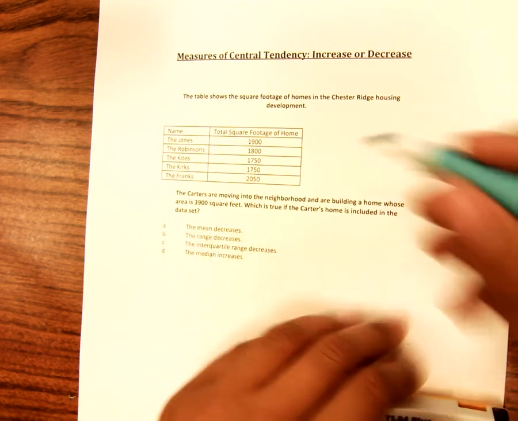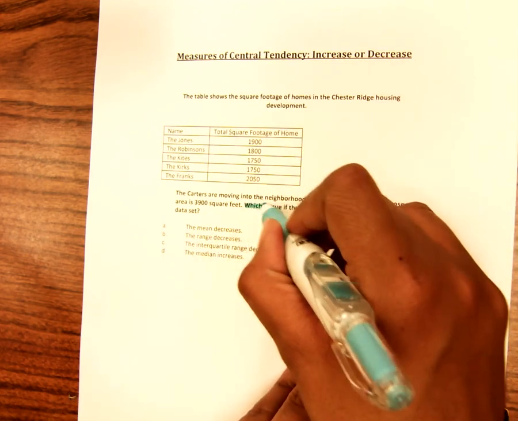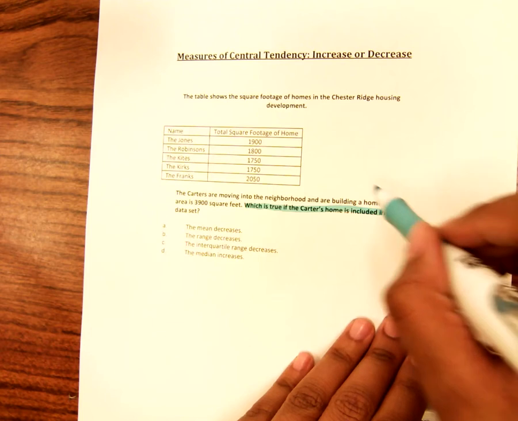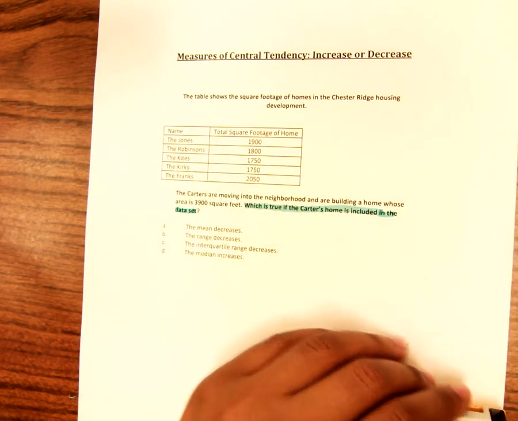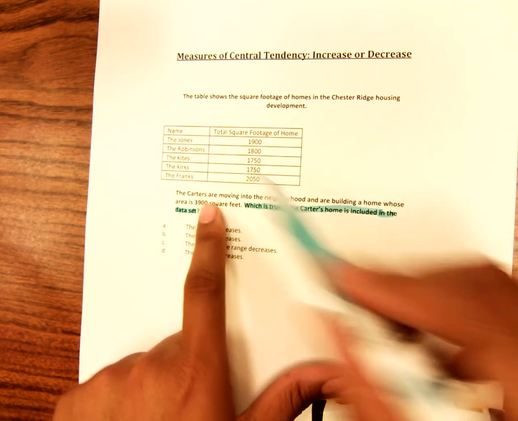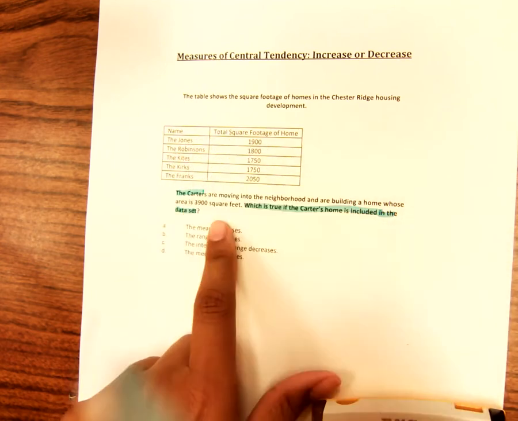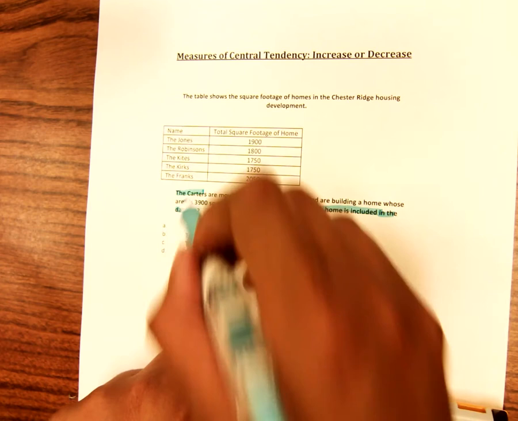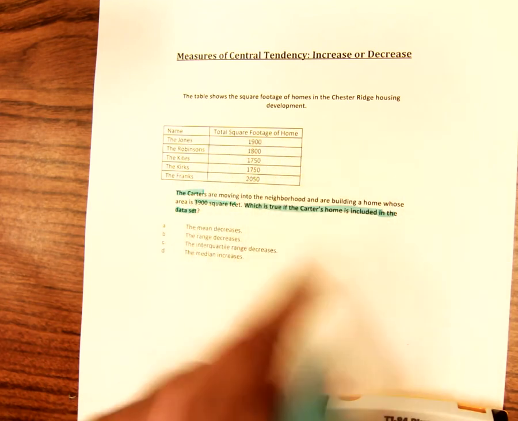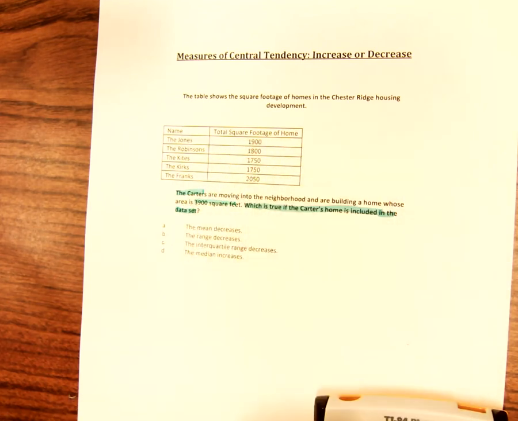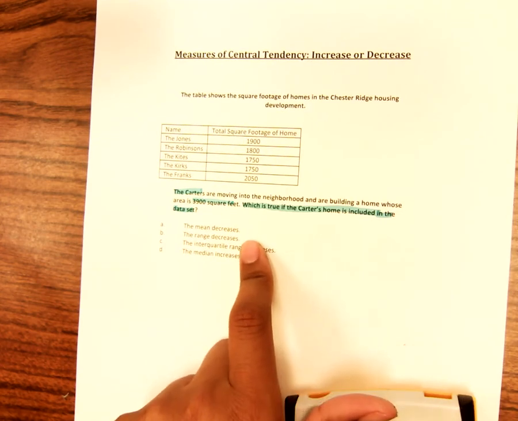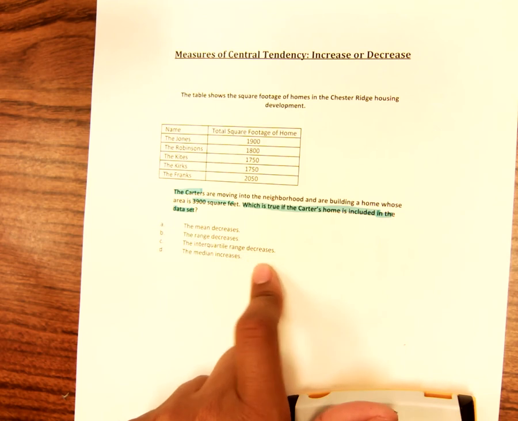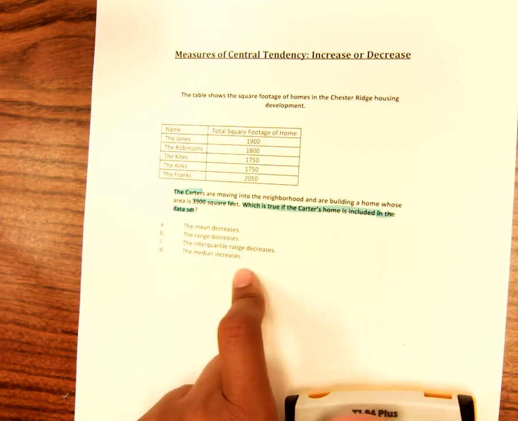So what I'm going to do is go back and highlight my problem, because I'm going to make sure that the work that I do is geared towards answering my question. Okay, so we know the Carters are moving to the neighborhood, and they have a home that is 3,900 square feet. That is my important data. So we want to figure out which is true. A says the mean decreases, B, the range decreases, C, the interquartile range decreases, D, the median increases.